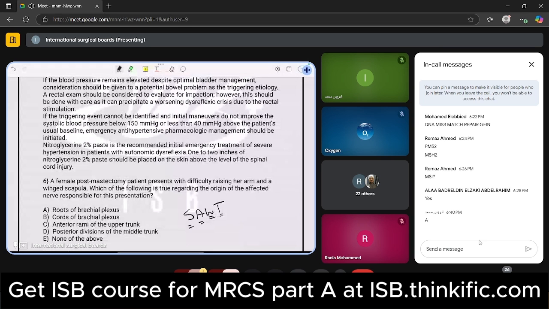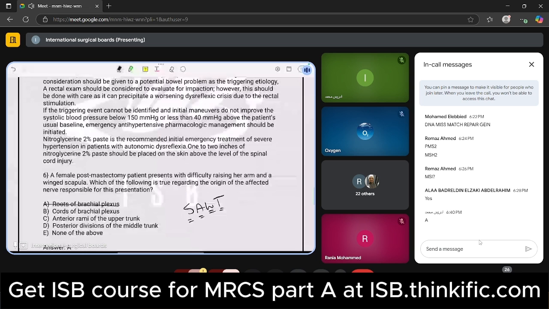Dr. Idris said option A. Yes, it originates from the roots of the brachial plexus, right? C5, C6, and C7 roots. And then it descends along the medial wall of the axilla, superficial to the serratus anterior. It's very exposed, so it can be easily injured in this location, right? So that's definitely option A. Let's see the next question.